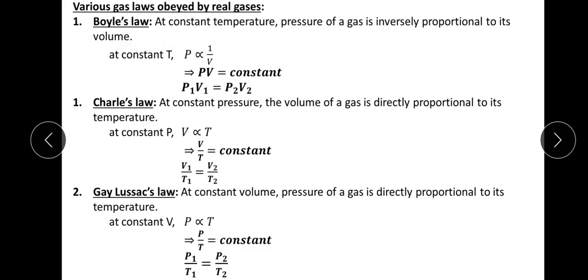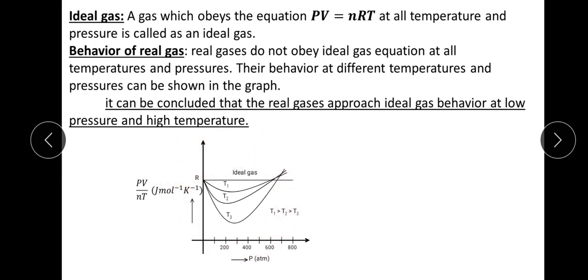Boyle's law, Charles' law and Gay-Lussac's law are the gas laws, and the real gases obey these laws at low pressure and high temperatures. But at high pressures and at low temperatures, the real gases deviate from these gas laws. But an ideal gas obeys all these gas laws at all temperatures and pressures. You have observed this in this graph itself.